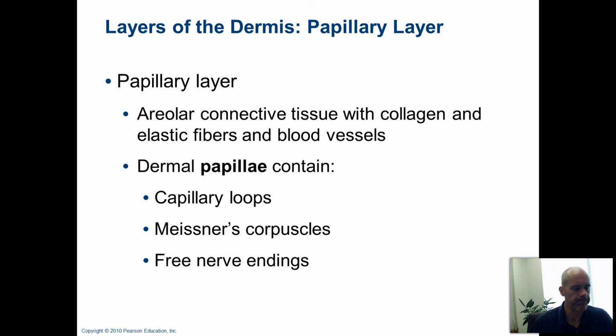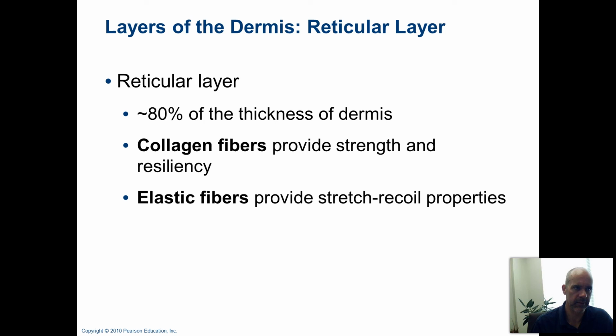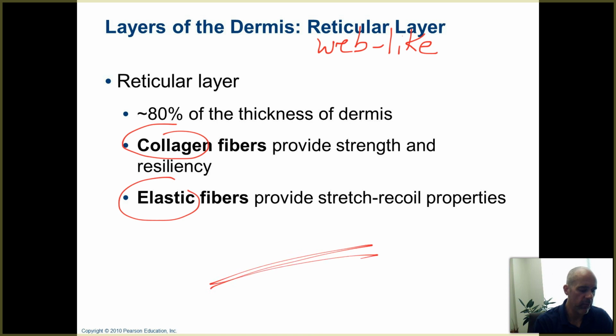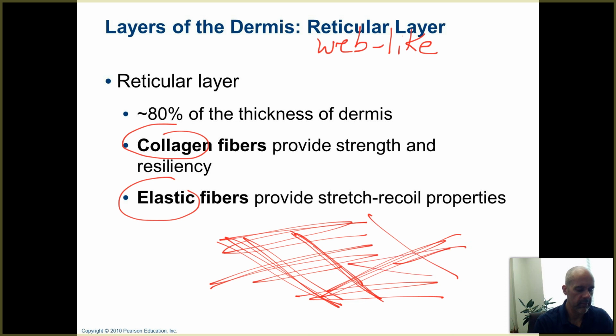All right, how about the reticular layer? Reticular, whenever you see that, again, that tends to refer to something that's web-like. And this layer of the dermis is called the reticular layer because there are lots and lots of protein fibers in there, collagen and elastic fibers, and they run in all different directions, all over the place. And so that gives those fibers kind of a web-like appearance. So that's why it's called the reticular layer or sublayer. Again, I prefer to call these the sublayers.